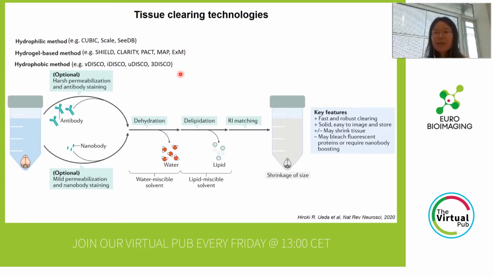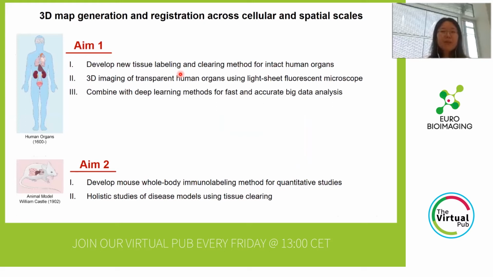And also when you are using the transgenic fluorescence mouse line, probably the organic reagents could bleach the fluorescent protein. And that's why we can optionally do antibody and nanobody staining to keep it for a longer time. So this comes to our main research aims.